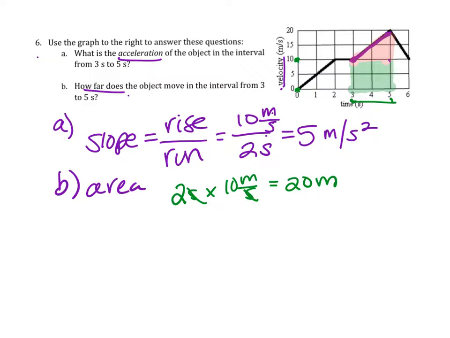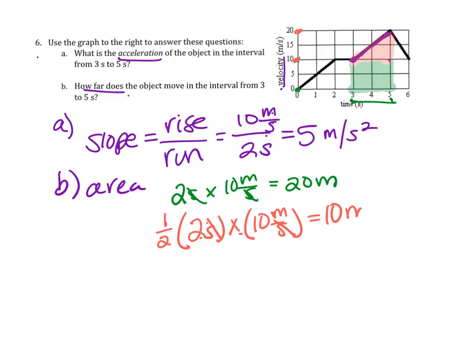And then we're going to add on the area of the triangle, which is going to be 1/2 times its width is still 2 seconds. It's the same. Times its height goes from 10 up to 20. So it also has a height of 10 meters per second. So then your seconds cancel out. So 1/2 times 2 times 10 is going to equal 10 meters. All right. Then your last step is to add those two together. So 10 plus 20 equals 30 meters.